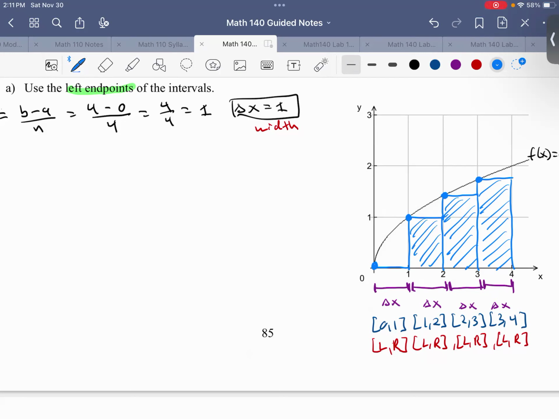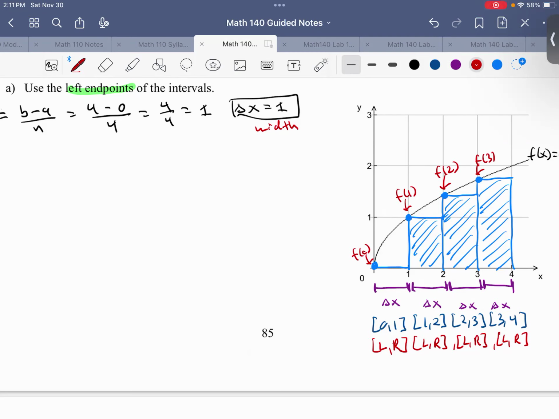Okay, so also notice that the height of each of these rectangles is the function at each of these left endpoints. So the height of our first rectangle is f of 0. The height of our second rectangle is f of 1. The height of our third rectangle is f of 2. And the height of our fourth rectangle is f of 3. Wherever it's touching the graph, that's our height.